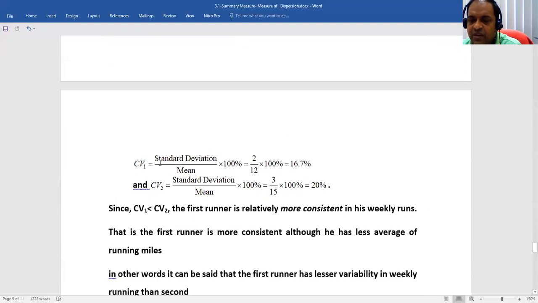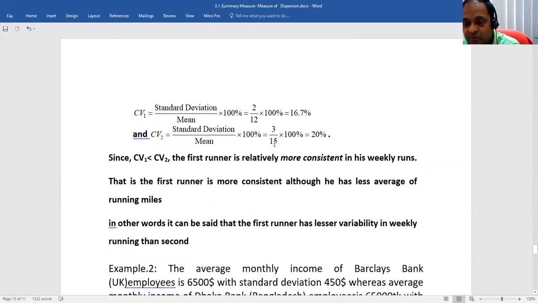Okay, so put the values for the first runner as the rule: standard deviation over mean, multiplied by 100. Standard deviation is 2, mean run is 12, multiplied by 100, we get 16.6%. For the second runner, standard deviation is 3 and mean running is 15 miles, we get 20%. See, the first runner's mean is less and standard deviation 2, we got 16; the second runner we got 20. Although the mean is more, we got more variation.